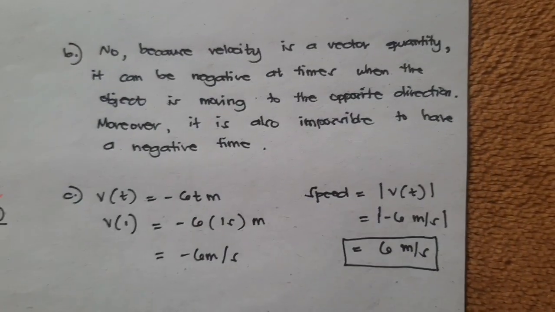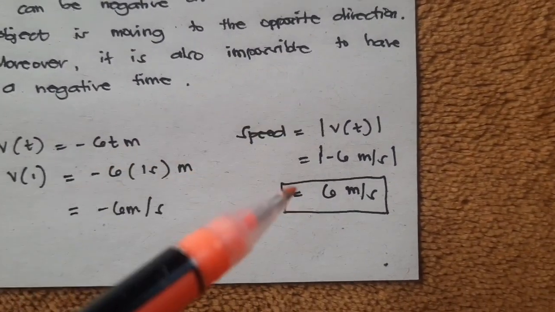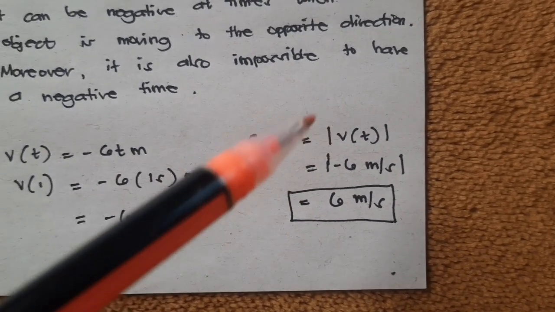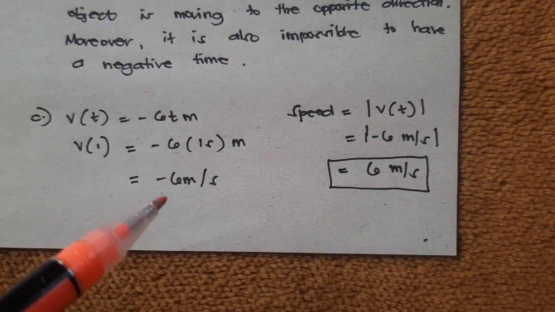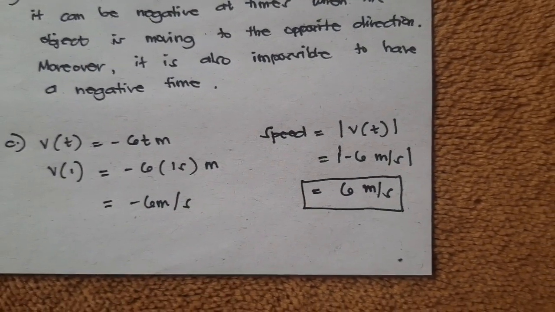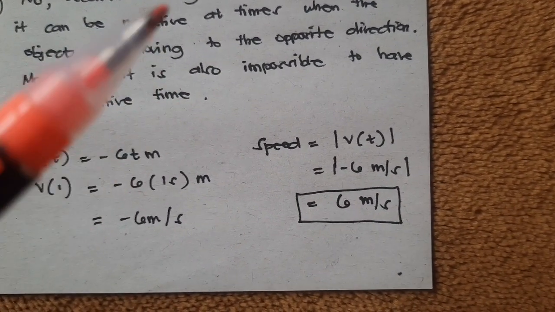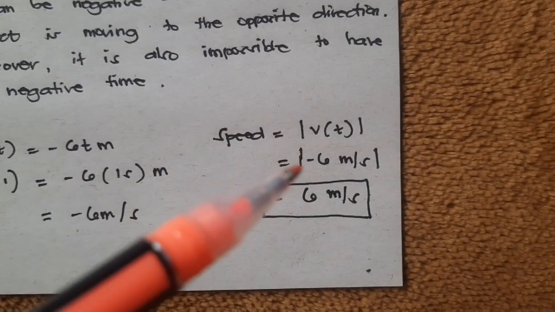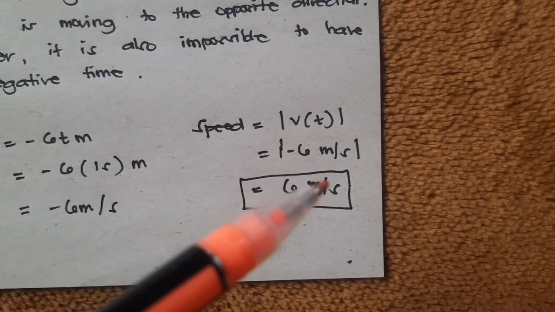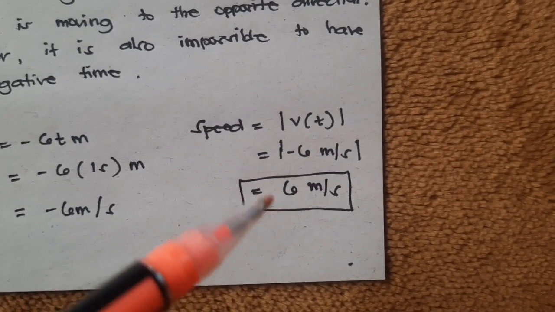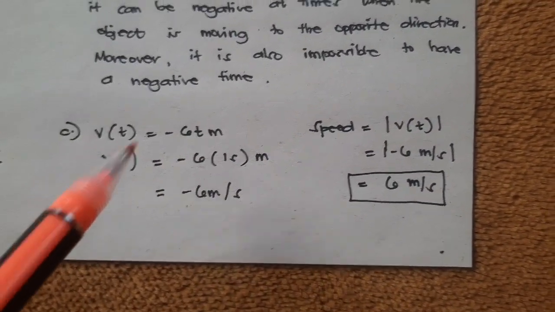And then, for the speed, it is the absolute value of velocity of t. Since speed has no negative value, we take the absolute value, so the -6 becomes +6 meters per second. That is our velocity and speed.